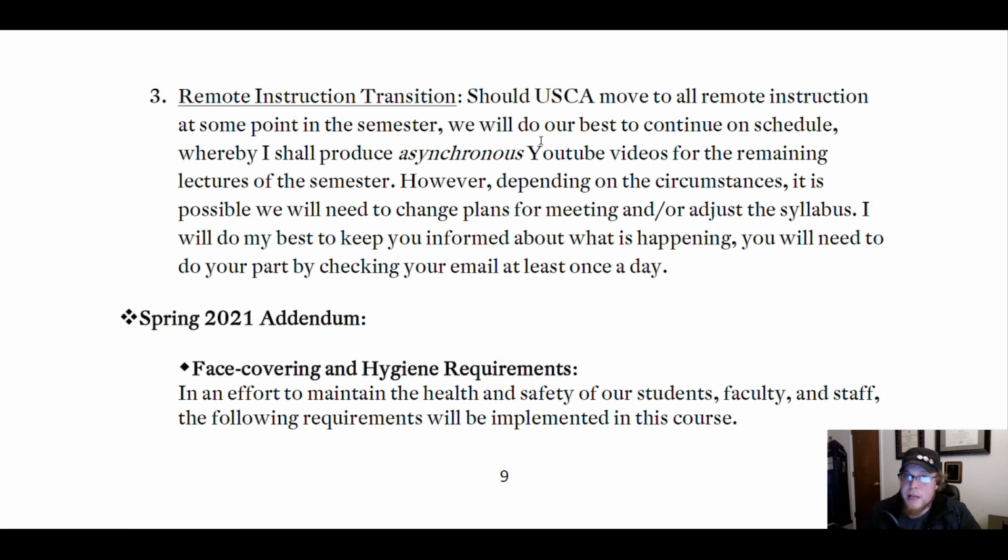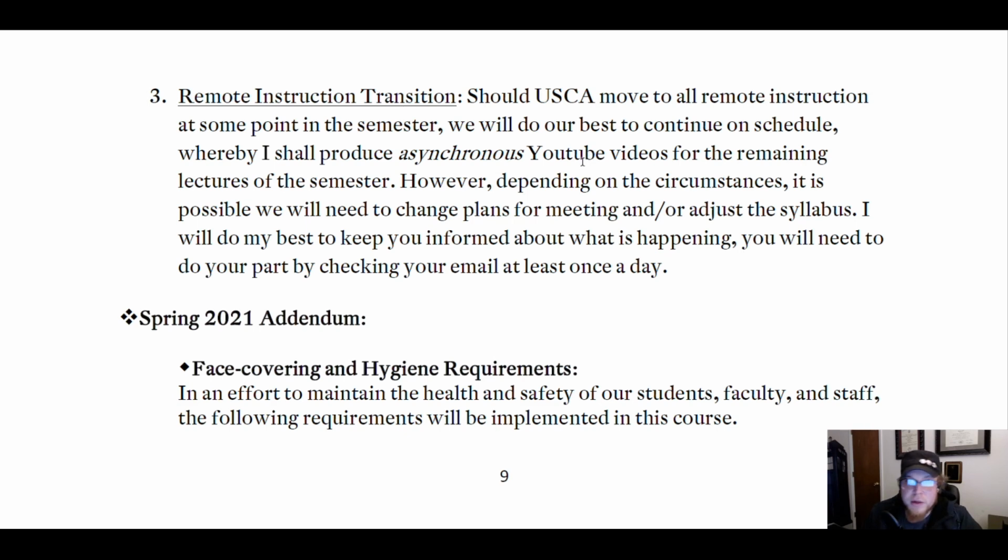So this is a hybrid class where if you're on the Tuesday crew, you're coming in Tuesdays, you're looking at the Thursday recording. You're coming in Thursdays, you're looking at the Tuesday recording. If it comes to be the case that we're not going to meet in person at all, we'll have nothing but recordings and we'll make it work. And I'll adjust the syllabus accordingly if that transpires. I will do my best to keep you informed about what's happening. So if I know something, I'll pass it along to you. You will need to do your part by checking your email at least once a day.